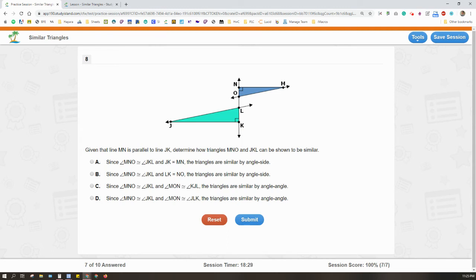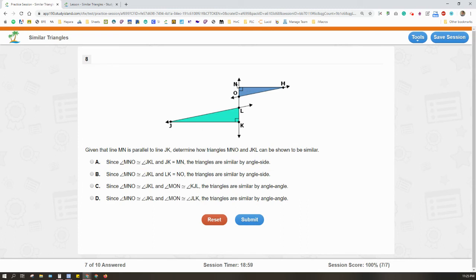Let's go with A. Since angle MNO is congruent to angle JKL and JK is equal to MN, the triangles are similar by angle side. What is angle MNO? MNO is this one right here, is congruent to angle JKL. That's this one right here. Those are the right angles, so those are congruent. So far, so good.